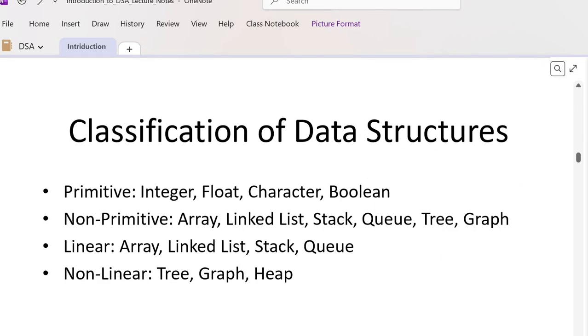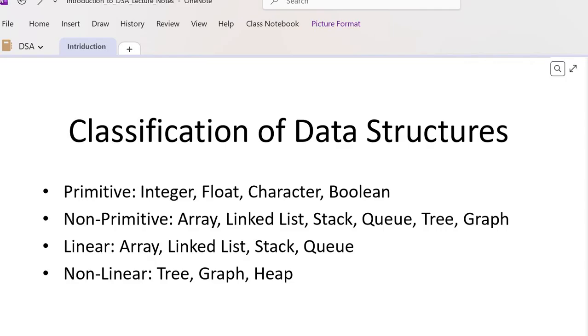The next thing is the classification of data structures. Previously we studied efficiency, which means reducing execution time and memory usage. Scalability means helping programs handle large amounts of data. Problem solving encourages logical and analytical thinking.